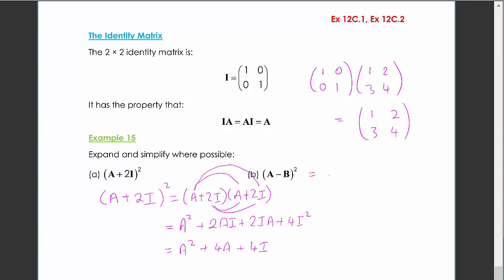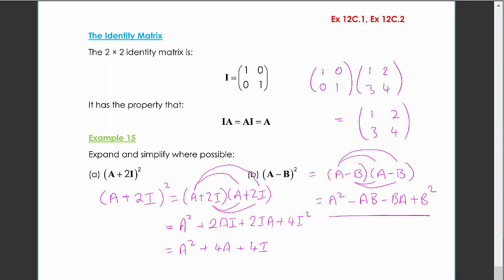Okay, now let's think about A minus B squared. That's A minus B, A minus B. So when I expand, I get A squared minus AB, and it's really important the A is on the left, minus BA plus B squared. And that's as far as we can go. Remember that in matrices, AB and BA are not guaranteed to be the same, so we cannot combine those terms. They have to be separate terms.